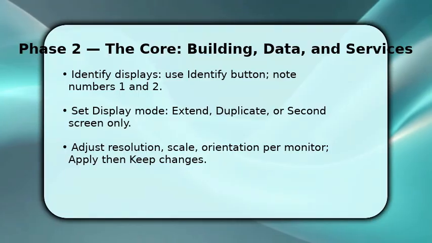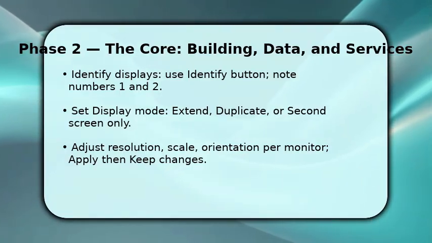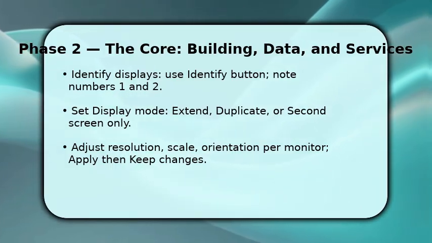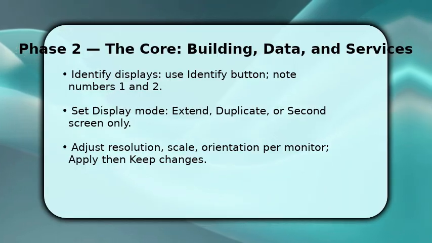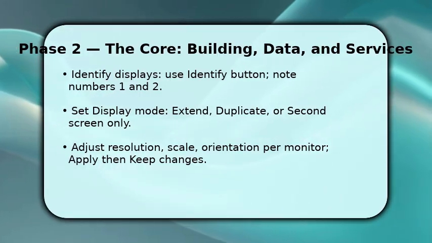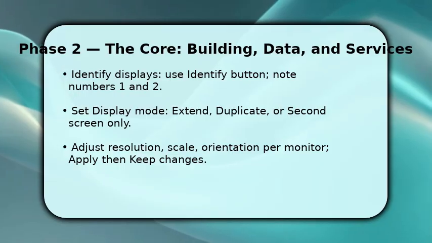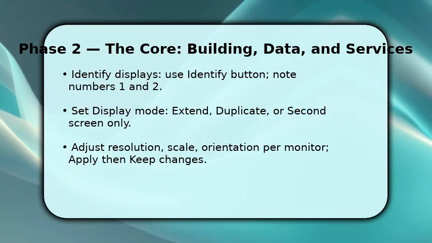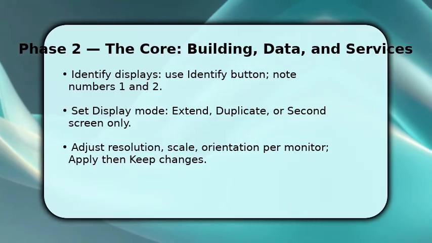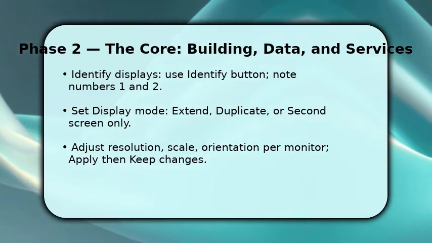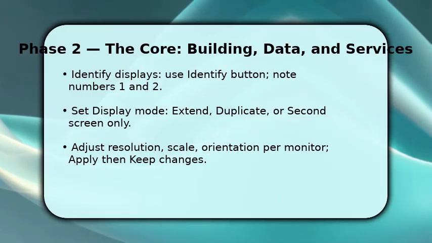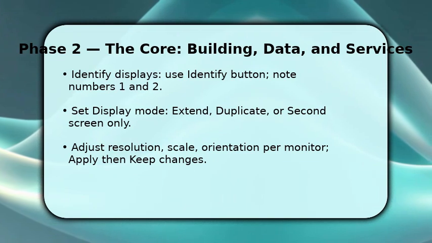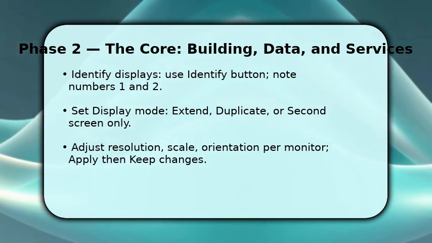You'll now set how the screens behave. In Display Settings, click Identify to confirm which physical monitor maps to 1 or 2, then choose Extend to expand your desktop, or Duplicate if you want the same image. Next, set each monitor's resolution and scale so text and UI are consistent. Pick native resolution for clarity. Drag the monitor icons to match their physical placement. Once aligned, click Apply and keep changes. This reduces mouse jumps and makes moving windows predictable across displays.